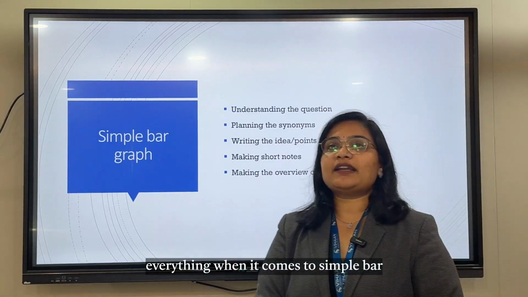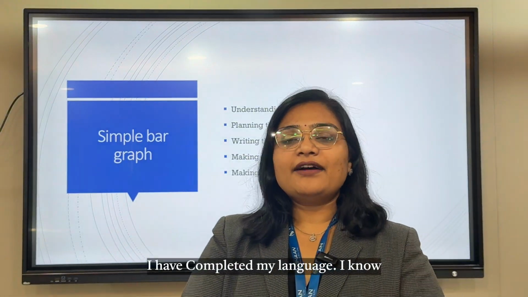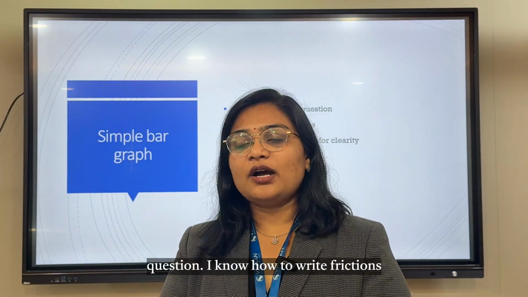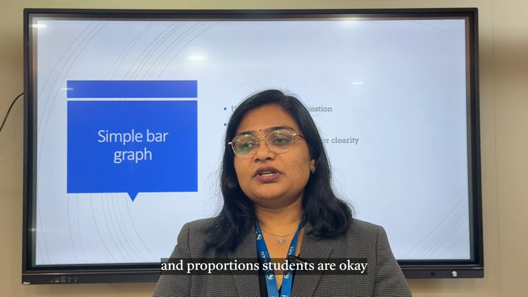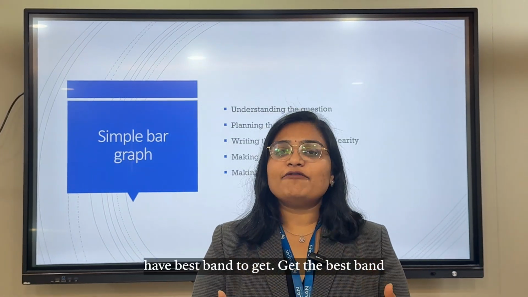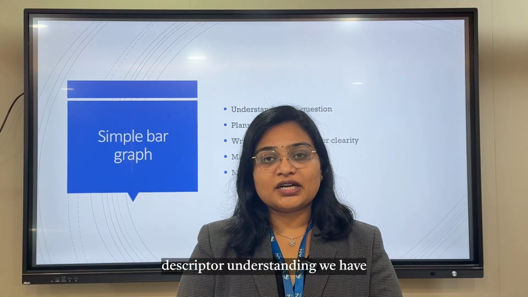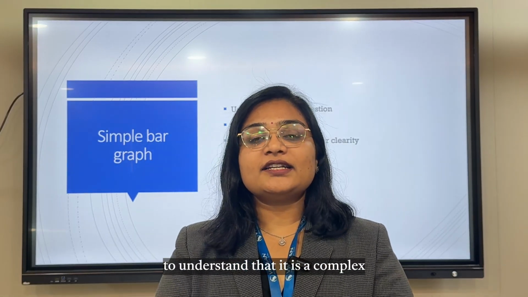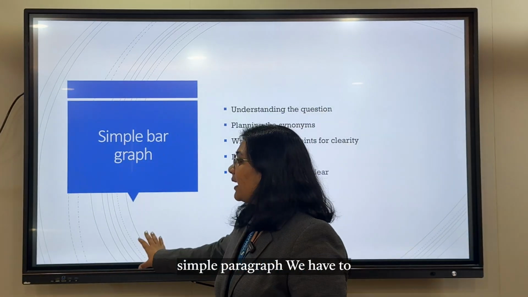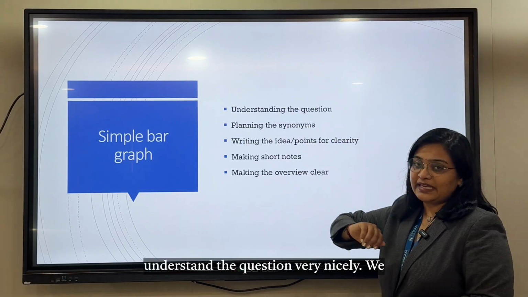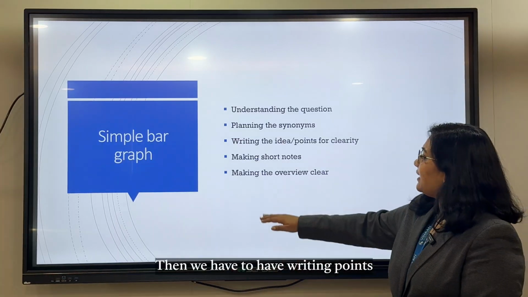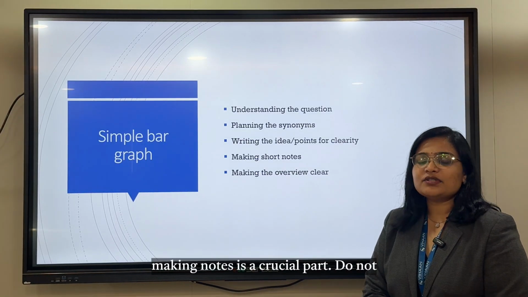When it comes to the simple bar graph, most students say that they have completed their language, they know how to mention things, they have understood the question, and they know how to write fractions and proportions. Students are okay with sentence making, but see, it's an IELTS exam, and to get the best band, to understand the band descriptors, we have to understand that it is a complex structure and a comparative idea together. So to understand a simple bar graph, we have to understand the question very nicely. We have to paraphrase and get the synonyms ready for every question. Then we have to have writing points. Making notes is a crucial part.